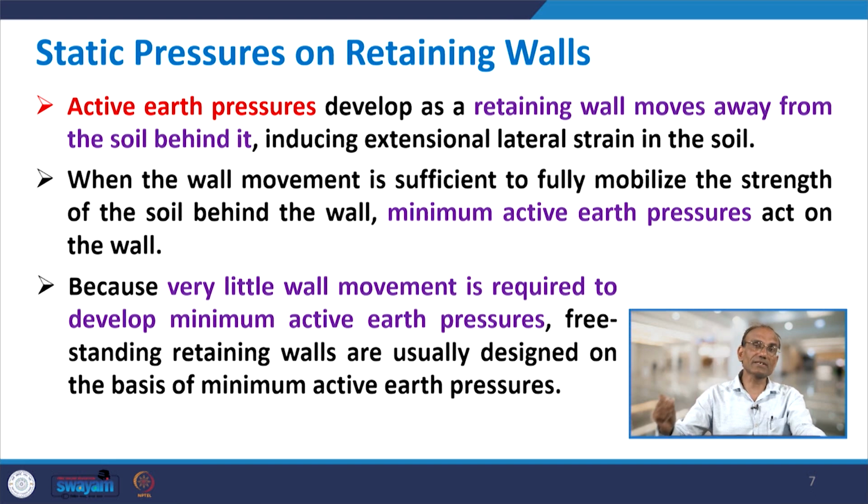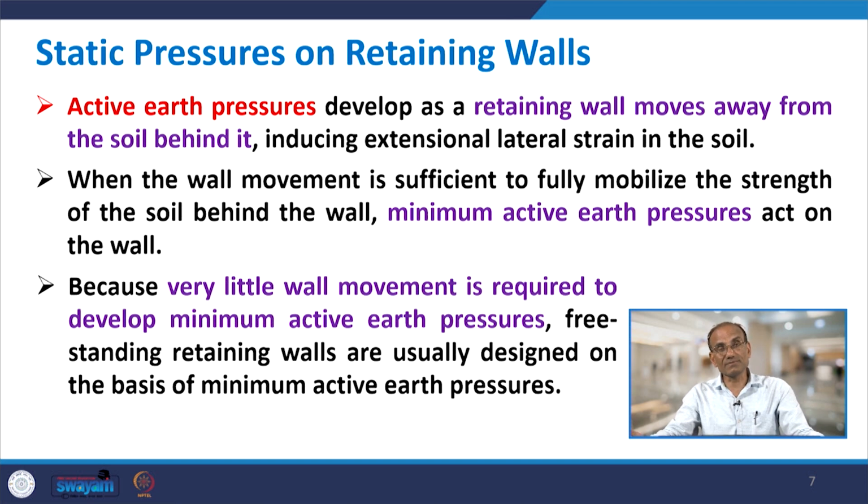So, there will be a minimum active earth pressure, and it is reached at the point where the wall movement is enough to fully mobilize the strength. At that point we say this is the minimum active earth pressure. If we go beyond that, then it will already have failed. You do not require more than that, because very little wall movement is required to develop minimum active earth pressure. So, that is the difference. You require only a small active pressure, and that is why it is called minimum active earth pressure.